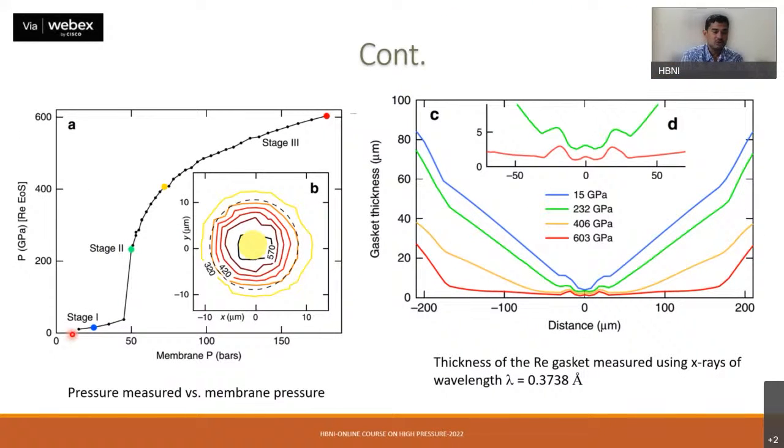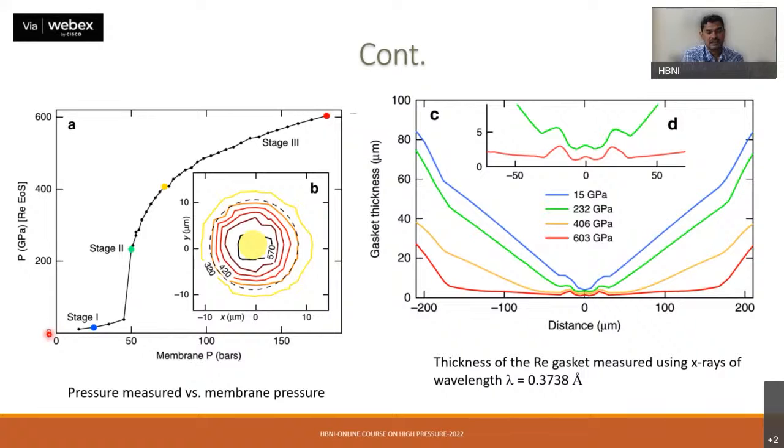So here you see this diagram. Using this cell, they have increased the pressure using membranes. I think Dr. Himanshu might have explained to you how you can use membranes to increase the pressure. To exert the forces or to bring the anvils closer, you can have different kinds of force applying mechanisms based on a lever arm, or based on a screw or nut, or based on membranes.